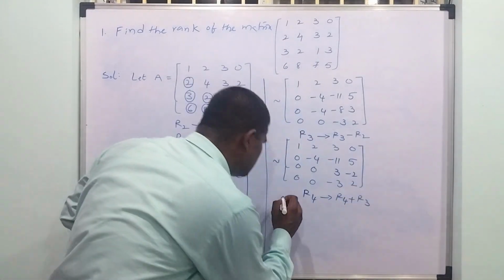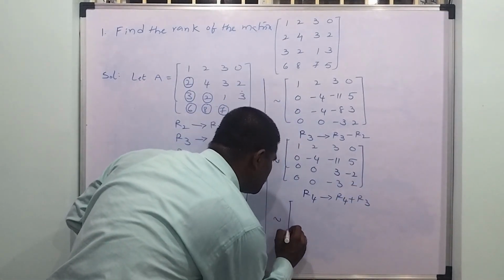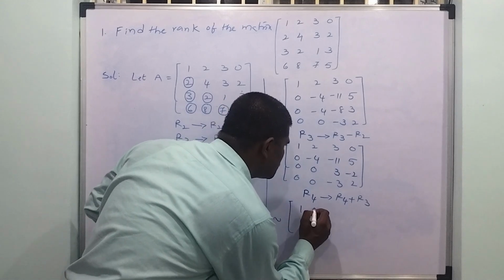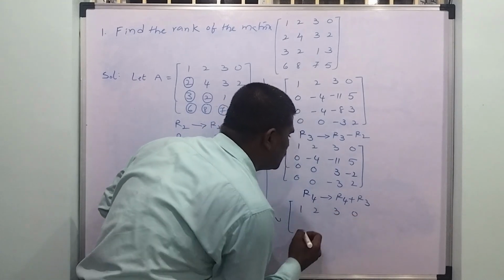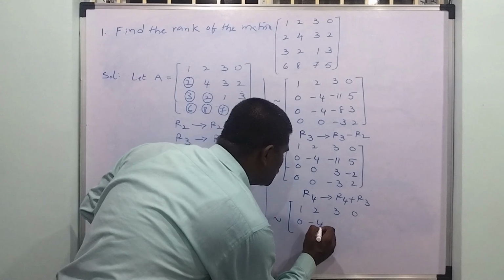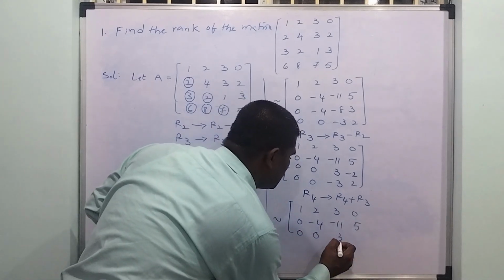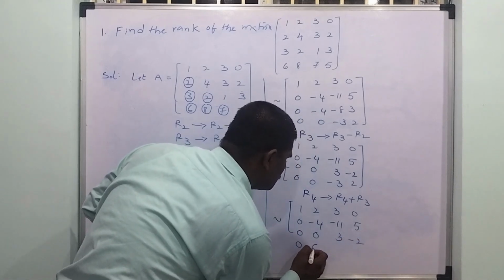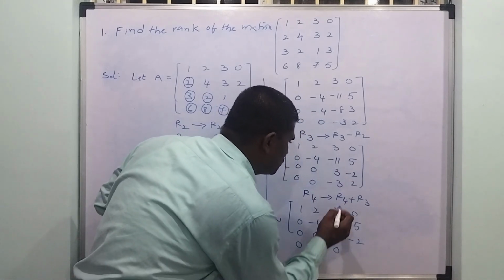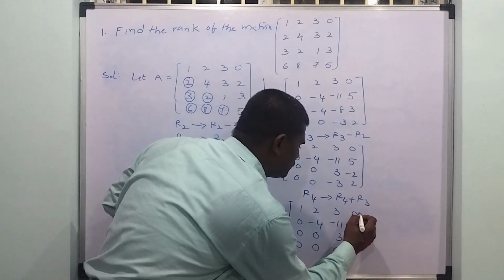What will happen? It is equivalent to no change in first three rows. So 1, 2, 3, 0. 0, minus 4, minus 11, 5. 0, 0, 3, minus 2. 0, 0, minus 3 plus 3, 0. 2 minus 2, 0.